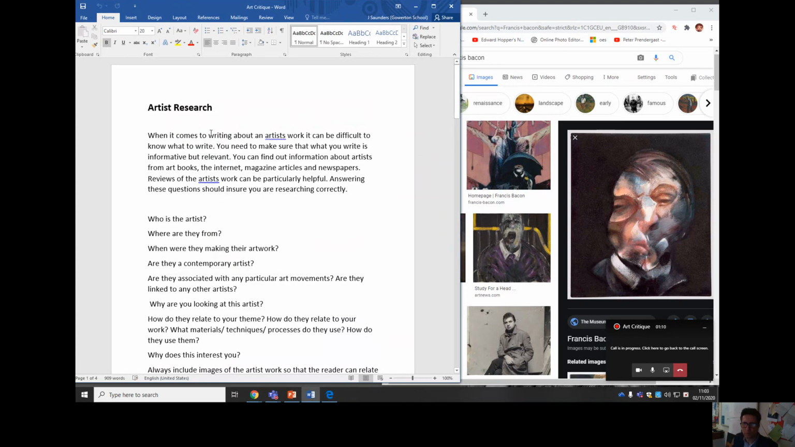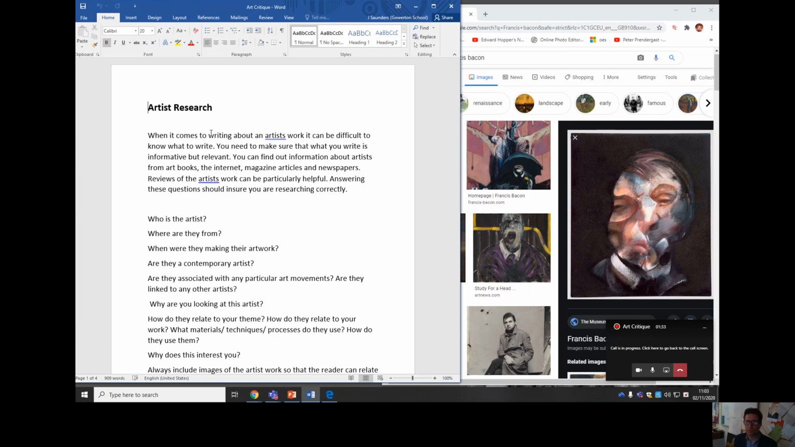So when we're talking about an artist's work, we can find it quite difficult to find the right words or what information is relevant and what we need to look at. So the first thing is, read up about the artist, find out a little bit about his history or her history, look on the internet, magazine articles, newspapers or books. They're all helpful in finding out the answers to these questions. So who is the artist, first of all?